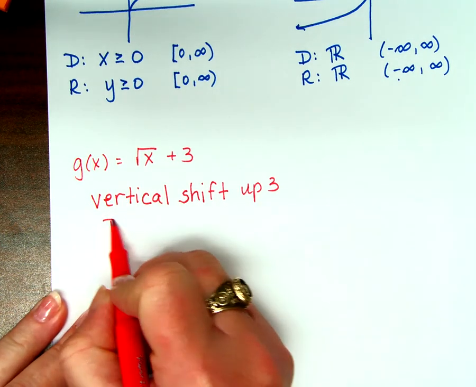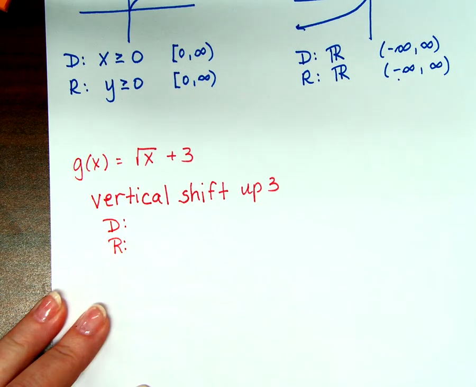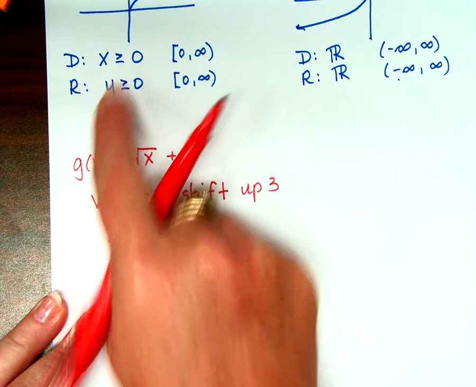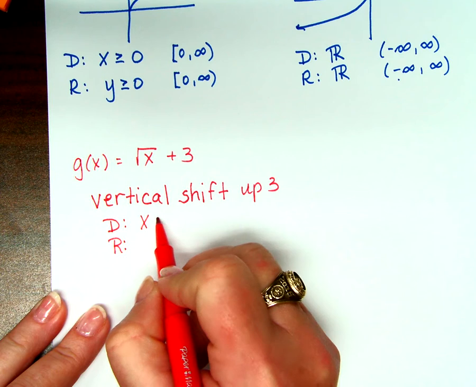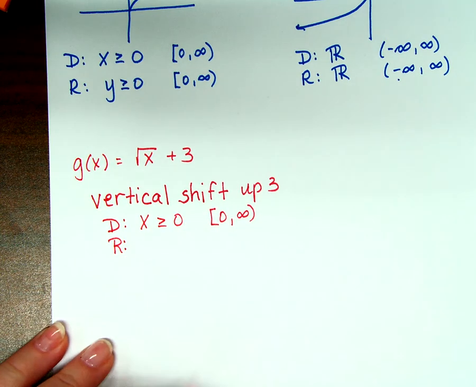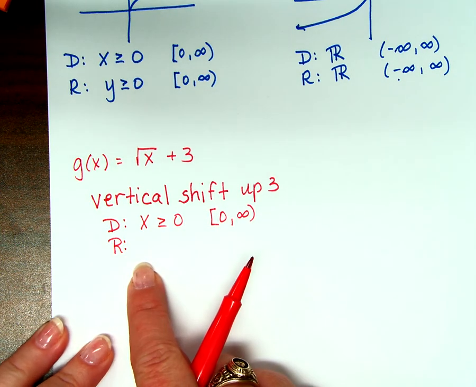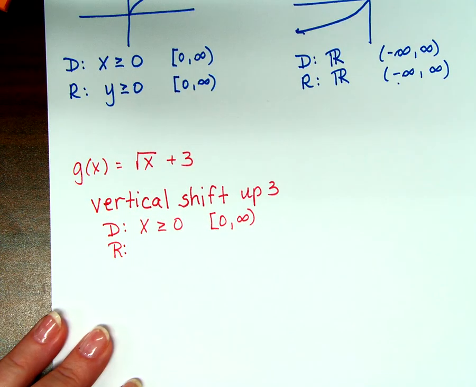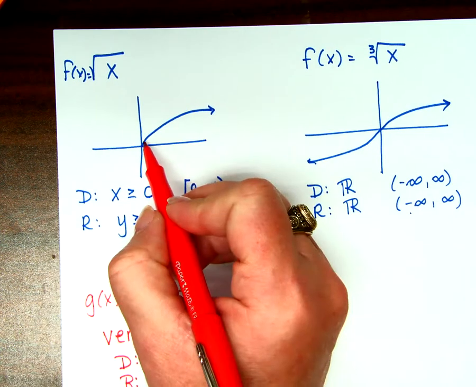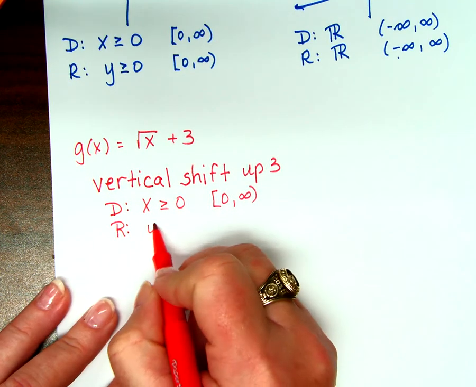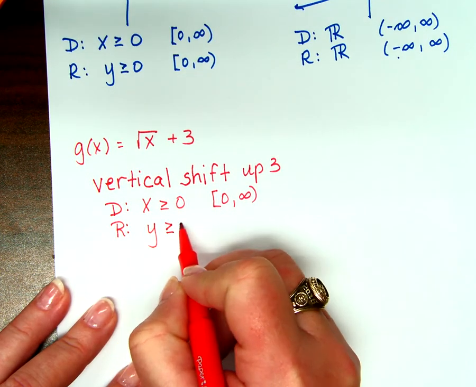What is the domain and the range of this function? Well, if all I did was move it up, does the domain change from the parent? X is greater than or equal to 0 or 0 to infinity. Does the range change if I move it up? If I moved it up 3, how far down does it go now? It stops at 3, right? Or starts at 3, depending on how you look at it, right? So y has to be greater than or equal to 3.